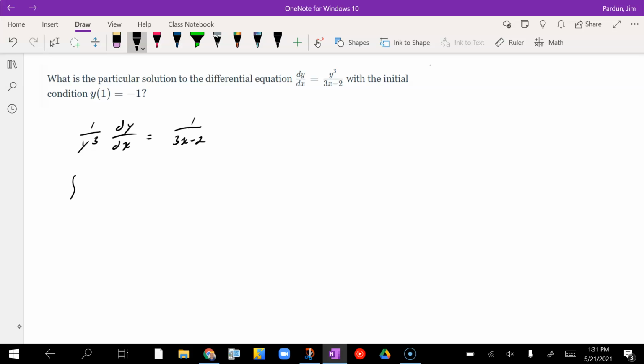Now we're going to go ahead and integrate 1 over y cubed. Sorry, writing sloppy. 1 over y cubed dy dx, but we're integrating with respect to x on both sides. So that's 1 over 3x minus 2 dx. The reason we integrate with respect to x is so that those cancel out. And now I can go ahead and integrate.